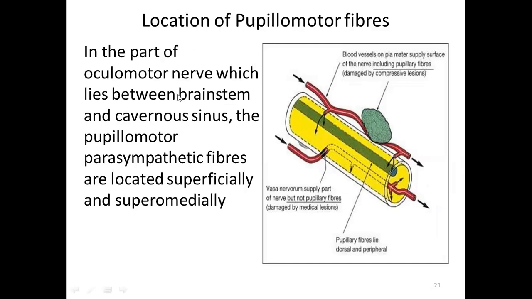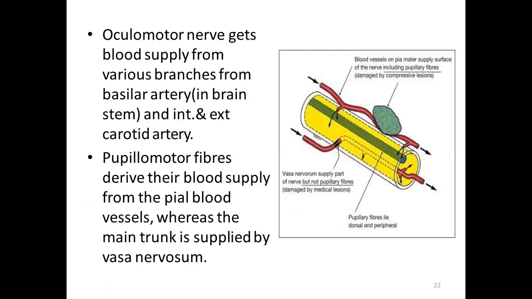In the part of the oculomotor nerve which lies between the brainstem and cavernous sinus, the pupillomotor parasympathetic fibers are located superficially and superomedially. The oculomotor nerve gets its blood supply from the various branches of the basilar artery.